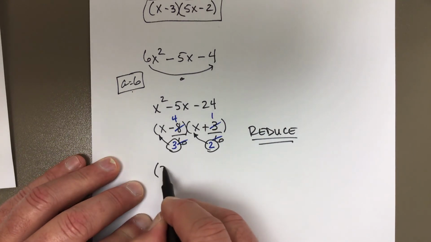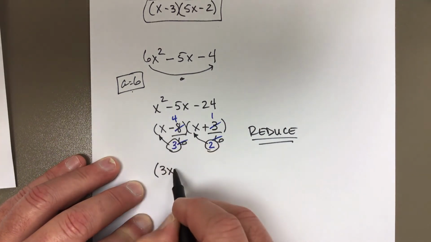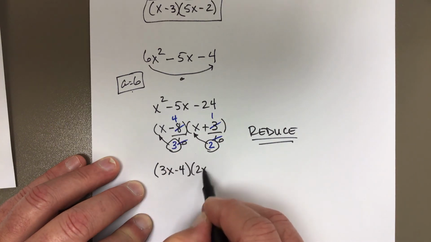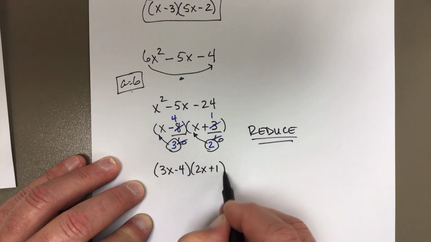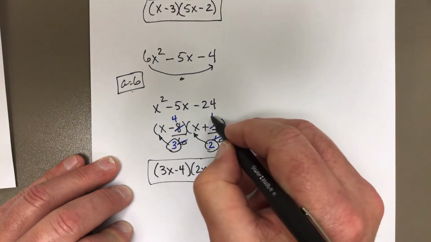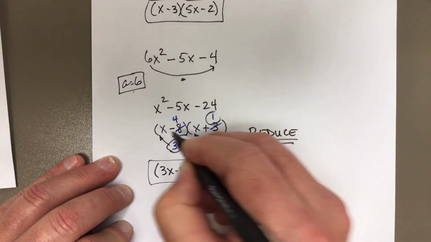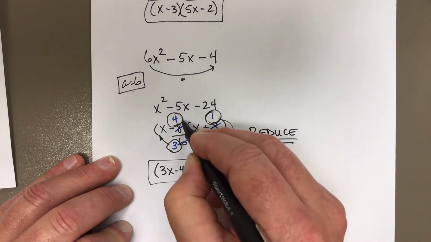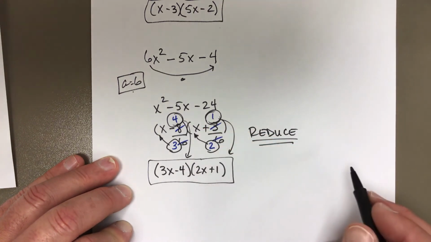So now we're going to have 3x minus this 4, right? And then we're going to have 2x plus this 1, right? So this is going to be our answer now. Remember that this is still in play here. And these are in play up here. That's why they fall down here, right? And then these numbers go here.